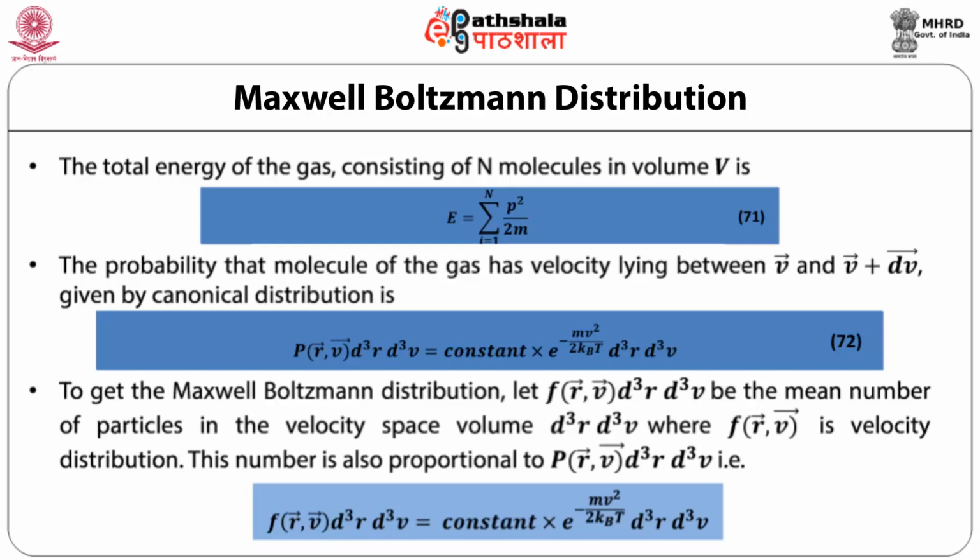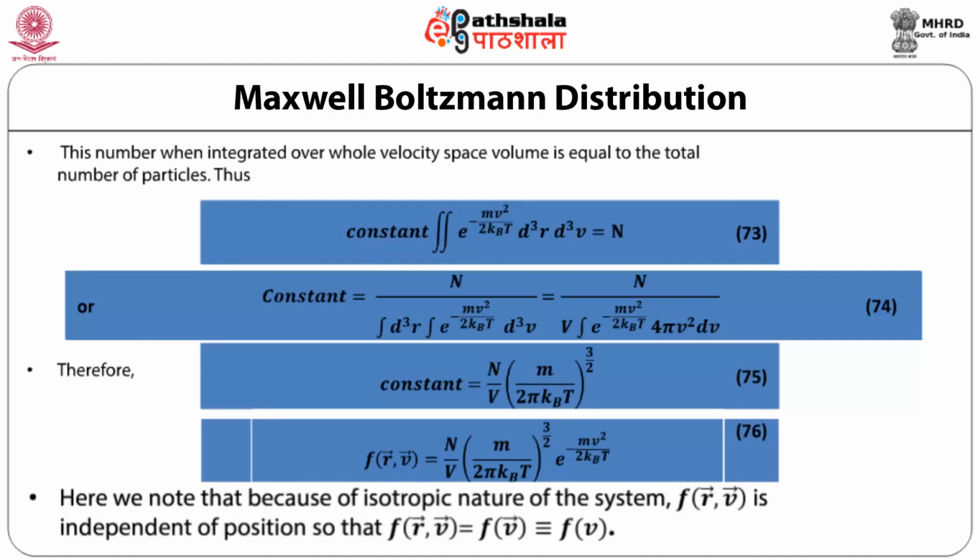To get the Maxwell-Boltzmann distribution, let f(r,v) d³r d³v be the mean number of particles in the phase space volume d³r d³v, where f(r,v) is the velocity distribution. This number is also proportional to e^(-mv²/2k_BT) d³r d³v, that is, f(r,v) d³r d³v is equal to a constant multiplied by e^(-mv²/2k_BT) d³r d³v. This number, when integrated over the whole volume, is equal to the total number of particles.